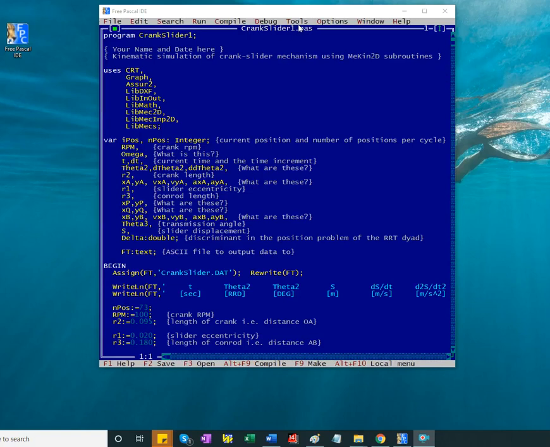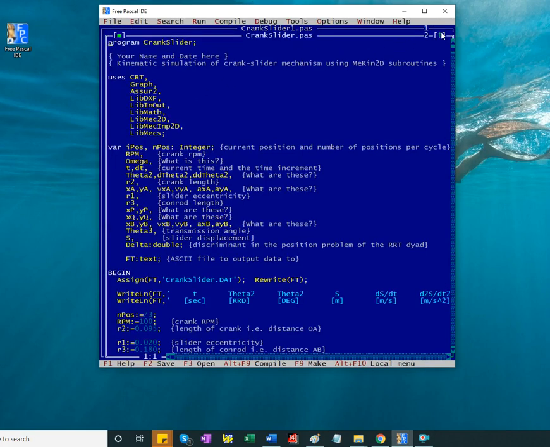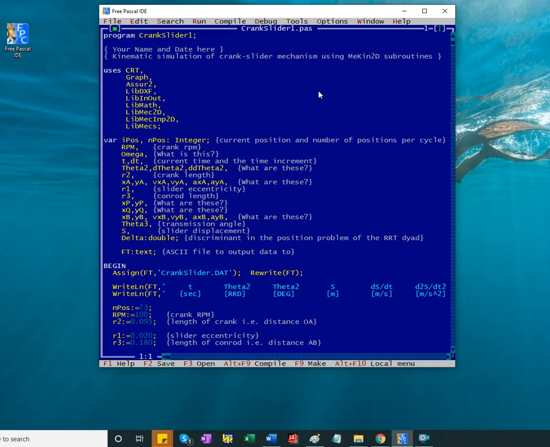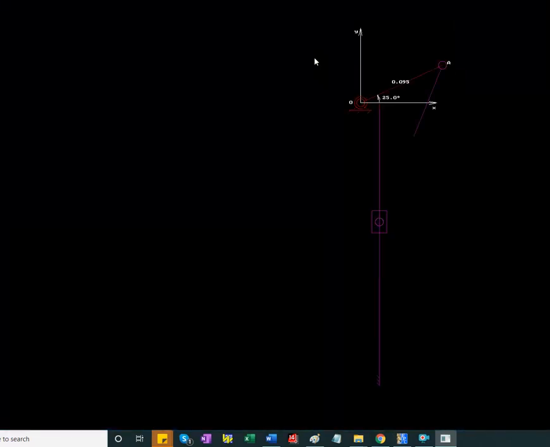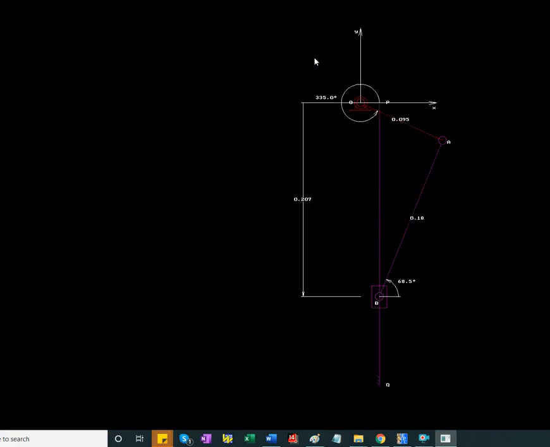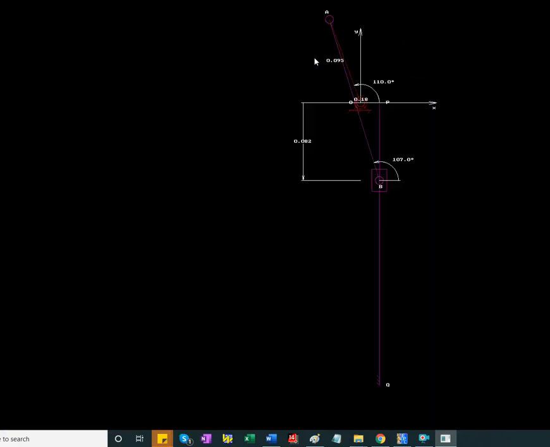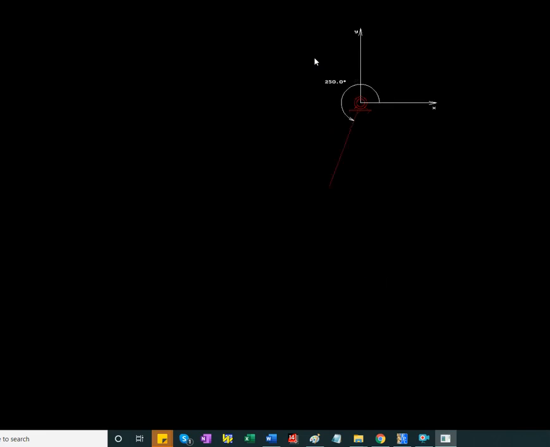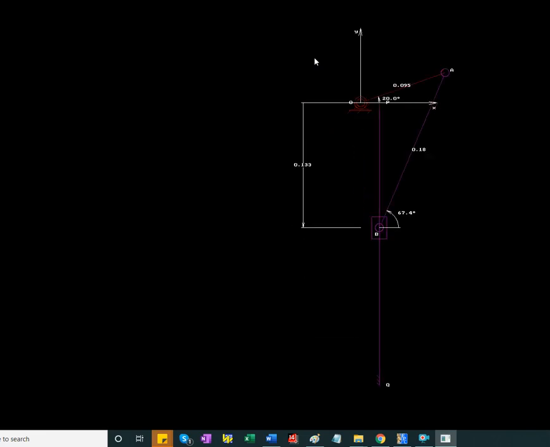Since the main recording, I modified the program that I presented to you. It's called crank slider 1, and it does the simulation the way it's expected you to do it, and also opens the DXF file in AutoCAD and shows the mechanism in the minimum and maximum transmission angle positions.